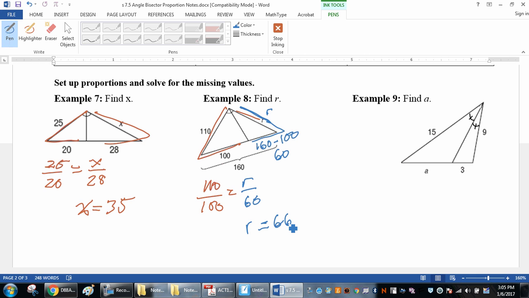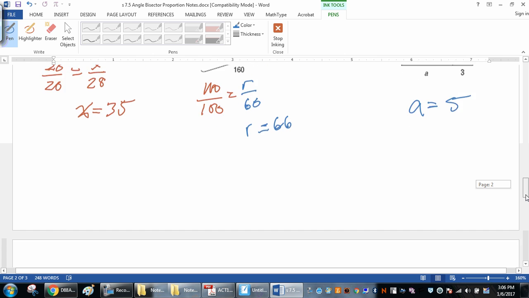All right. Next one, exact same thing. There's our angle bisector. I'm going to let you guys go ahead and take this one, set it up. We should get A equal to 5. Make sure you got this one. If you don't, check in with your teacher.